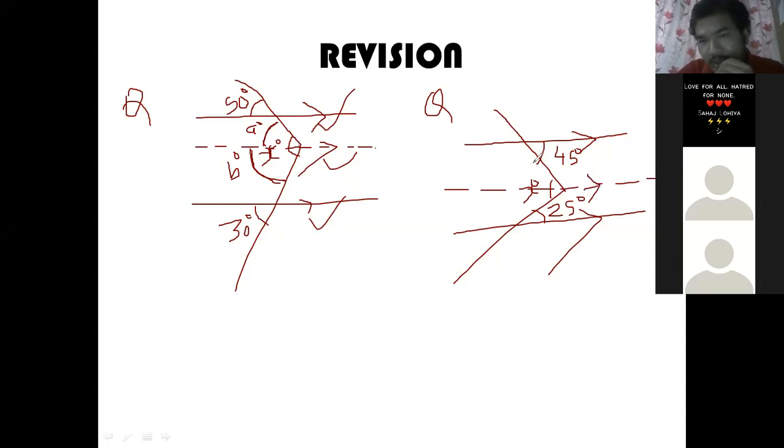Then we can suppose this upper angle is A degree, and this lower angle you can suppose is B degree. Can you tell, children, what is the value of A degree? First, find out A degree equals 45 degree. A degree equals 45 degree.